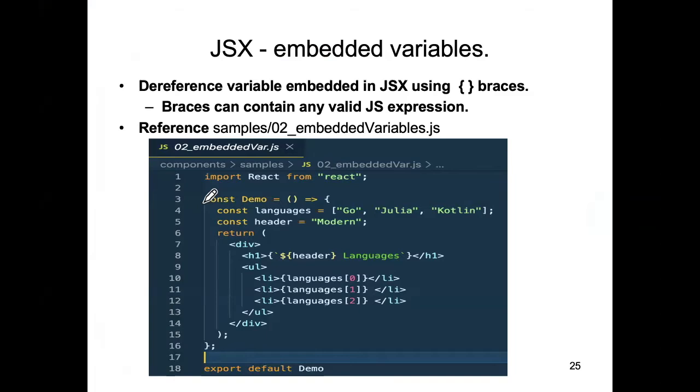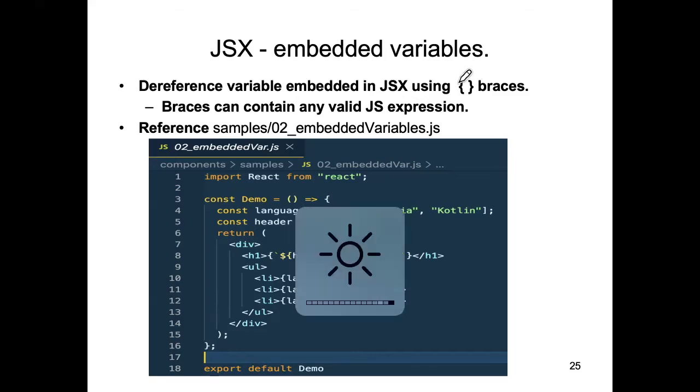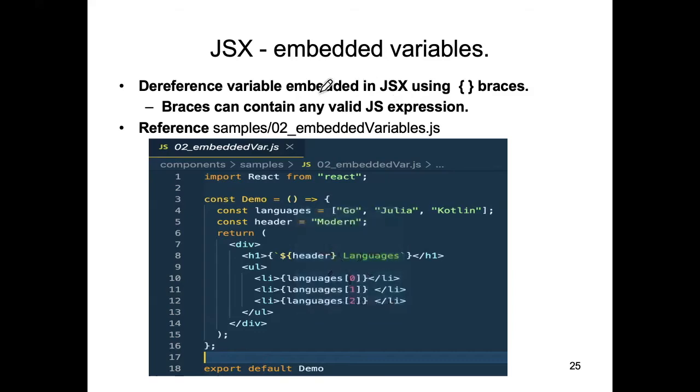What if I want to be able to embed variables within the JSX, and thus making the JSX a little bit more flexible? So the way you do it is you've got to wrap the variable reference in curly braces within the JSX. So the example hopefully is clarifying this. So I'm sticking with my kind of dynamic languages idea.